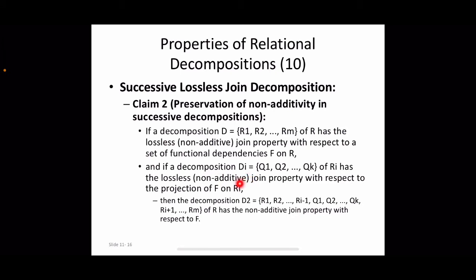We will take the projection of F on Ri as the set of functional dependencies for this particular decomposition. If both of these have the lossless join property, then the decomposition of R, the entire set, that is R1, R2, etc., Ri minus 1, and instead of this Ri we will have the corresponding components, that is Q1, Q2, etc., Qk, then the remaining Ri plus 1 to Rm, this entire decomposition also has the non-additive join property with respect to F. This is our claim. So keep in mind this will be useful when we do problems.